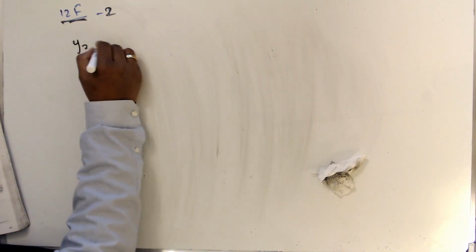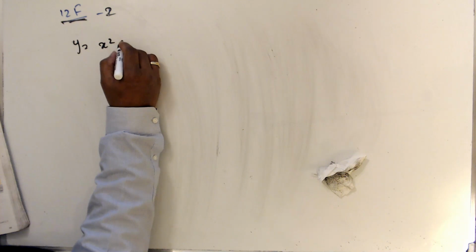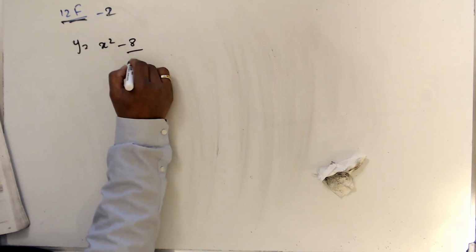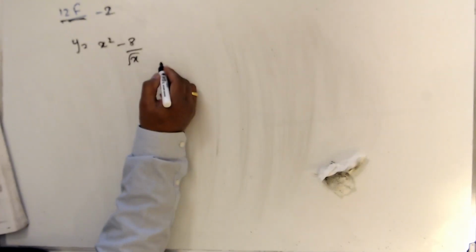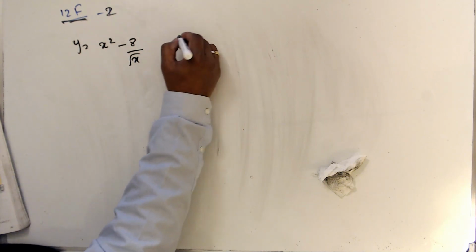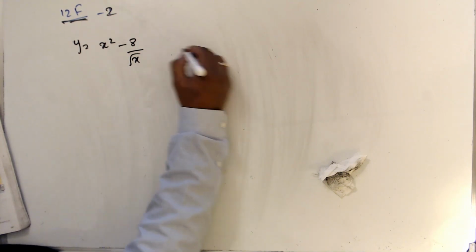So y equal x squared minus 8 over square root x, and the point is 2, 5.